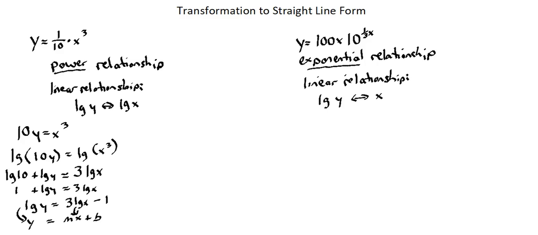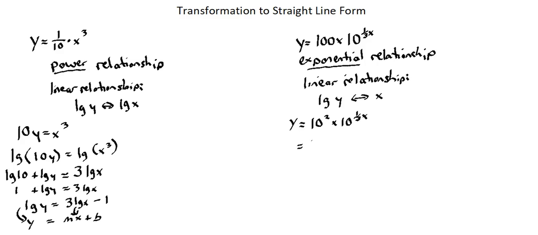Now our second example, y equals 100 times 10 to the power of 1/3 x. This is again an exponential relationship. I'm expecting a linear relationship between the log of y and x. So I want to begin by manipulating the right side of the equation so I can get to a base of 10. I want to express the right side of the equation in base 10 so that I can then convert to a logarithmic equation. 100 is 10 squared times 10 to the power of 1/3 x.